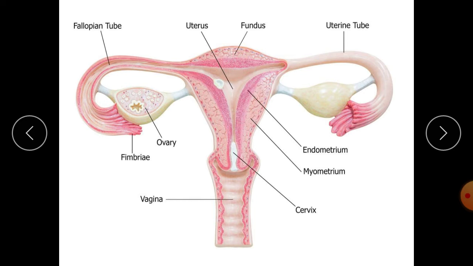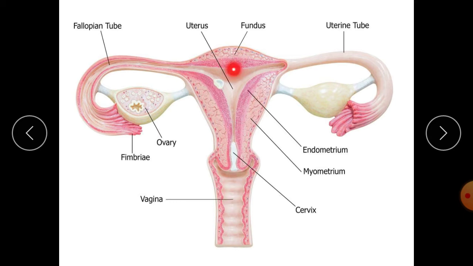So this is the uterus. This is the fallopian tube, with fimbriae, finger-like projections which capture the released ovum from the ovary. It's a uterine tube or fallopian tube. This fallopian tube carries the ovum to the uterus. This is the uterus, uterine cavity, and this is the cervix, and this is the vagina.